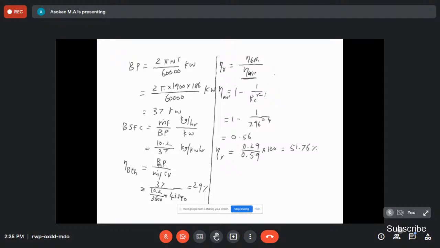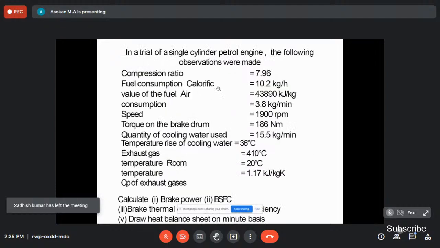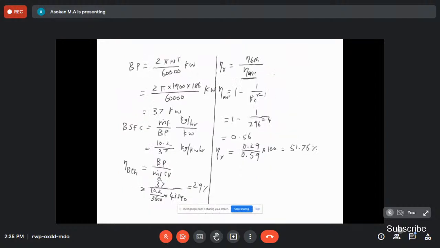And the brake thermal efficiency is brake power by mass of the fuel times the calorific value. So brake power 37 kilowatt. The mass of the fuel, see, 10.2 divided by 3,600, because the fuel consumption is 10.2 kg per hour. So what is the unit of brake power? Kilojoules per second, kilowatt, right? 1 watt is equal to 1 joule per second. So it is in seconds, but this mass of the fuel is per hour. So you convert this hour into seconds, 3,600, and the calorific value. So finally you get the efficiency as 29%.